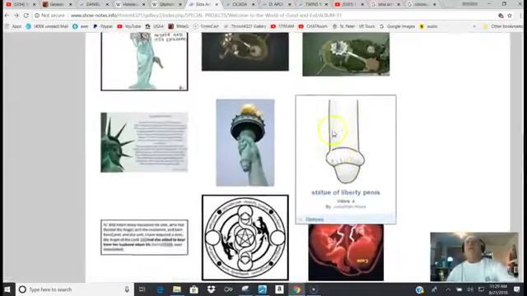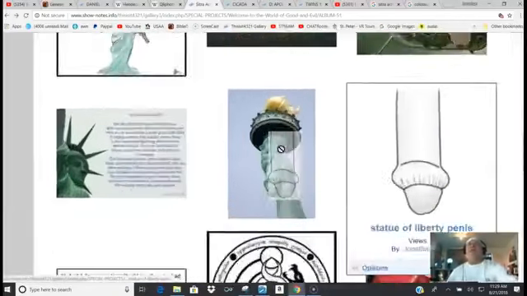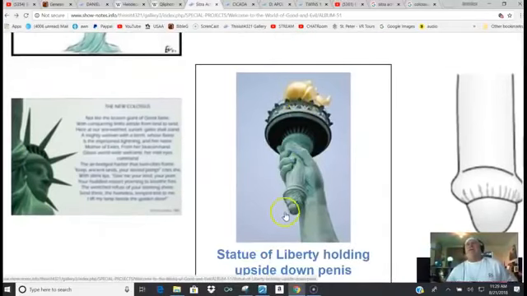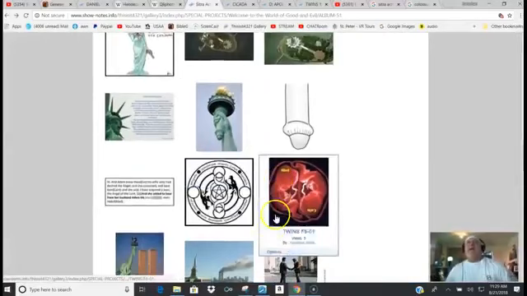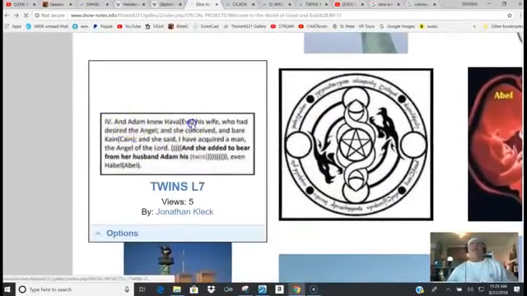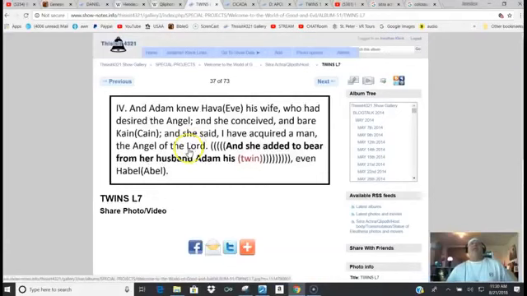Okay, so now she's holding the imprisoned lightning up there, whose flame is the imprisoned lightning. And then that imprisoned lightning goes through a penis into a host body system. That's why it says, "And Adam knew Hava, his wife, who had desired the angel, and she conceived and bare Cain. She said, I have acquired a man, the angel of the Lord. And she added to bear from her husband Adam, his twin, even Abel."